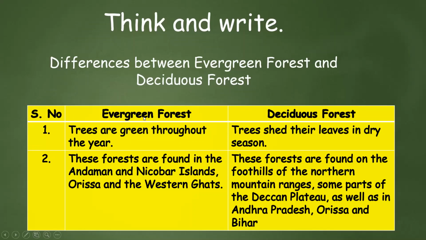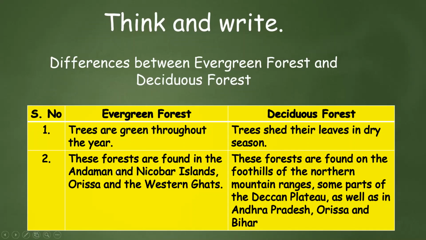In evergreen forest, trees are green throughout the year. That means their foliage is green throughout the year. Leaves do not dry up. They remain green throughout the year. Whereas in deciduous forest, trees shed their leaves in the dry season. So in the dry season, they are without leaves. They turn brown and they shed their leaves.